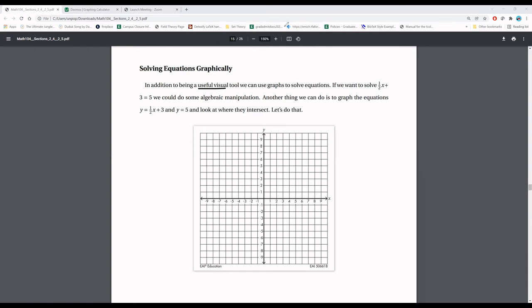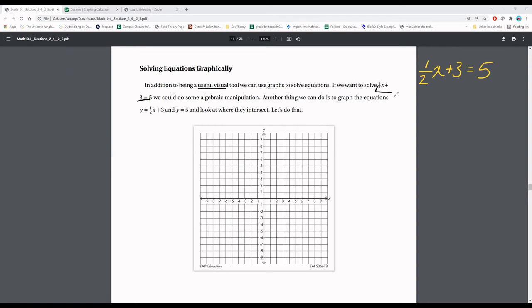Another thing that we can do with it is use it to solve equations. So if I have an equation here, say I am given the equation 1/2 x plus 3 equals 5. We could solve this with algebra, and in fact it wouldn't be too taxing for some of us, which is fine.